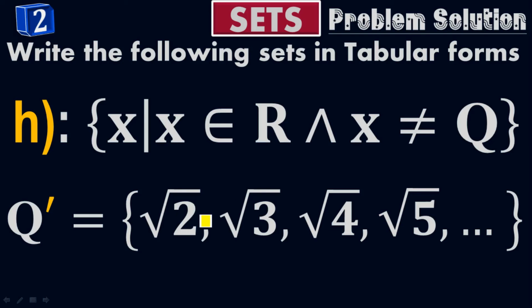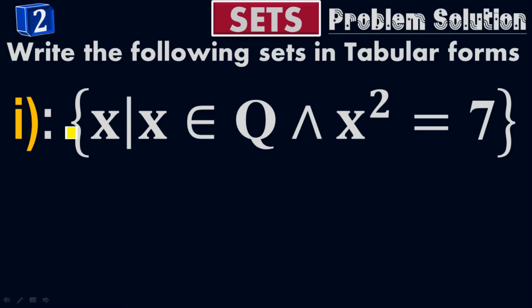This will be the set of irrational numbers where x belongs to real numbers, because remember, 2 under root is my x, 3 under root is my x, 4 under root is my x, 5 under root is my x, up to infinity. These are the elements which belong to real numbers, which is actually the set of irrational numbers. X shouldn't be a rational number, it should be an irrational number. So this is the tabular form for H.